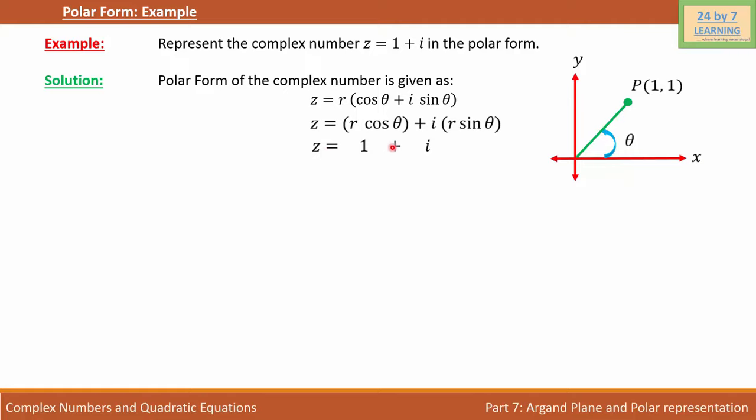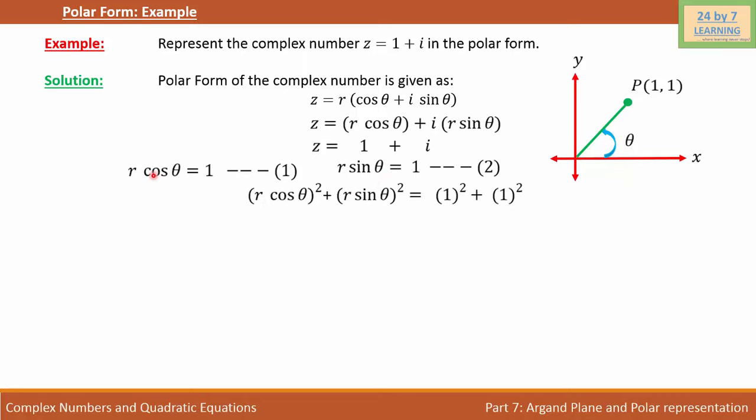If I compare, I will get r cosine theta equals 1, which is my first equation, and r sine theta equals 1, which is my second equation. So basically I have two equations. Now let's square and add these two equations. I will write (r cosine theta) squared plus (r sine theta) squared is equal to 1 squared plus 1 squared.